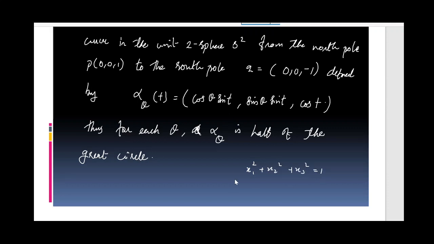So squaring, you will get cos square theta sine square t, sine square theta sine square t. So sine square t is common. We'll get cos square theta plus sine square theta equals 1. So you'll get sine square t. Next is here cos square t. So sine square t plus cos square t, you will get it as 1. Okay, so anyway, it will lie on the sphere.